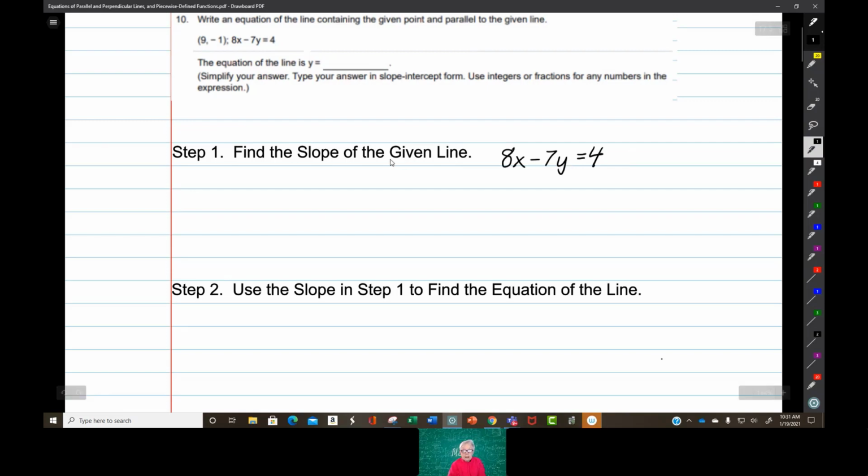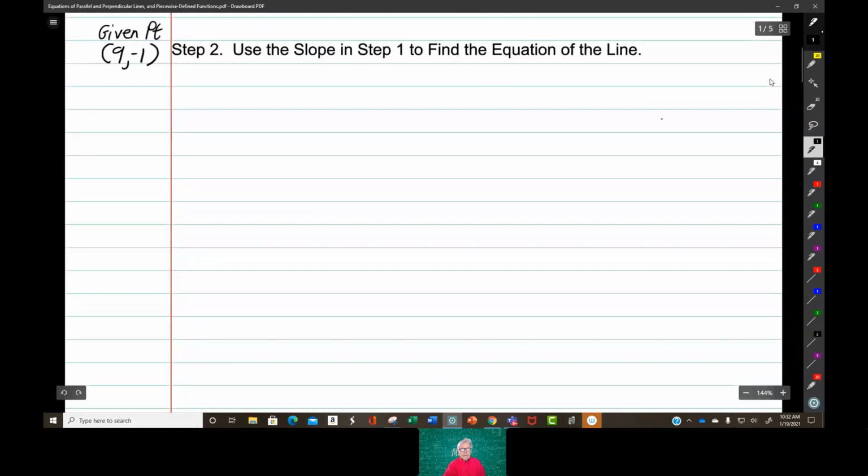That's called the given line, because they give it to you. There's also a given point. I'm going to write that down here. That point, 9, -1. This is called the given point. There, PT, point.